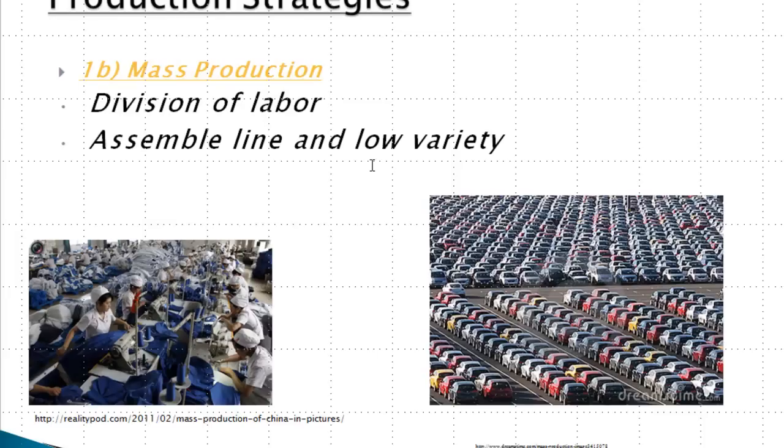The advantage of this is cost. You get costs down. So when we're talking about a Kmart, they're going for mass production. They go to a country which has low labour costs, such as Vietnam, Bangladesh, India, China to a lesser extent, and they produce on this scale.